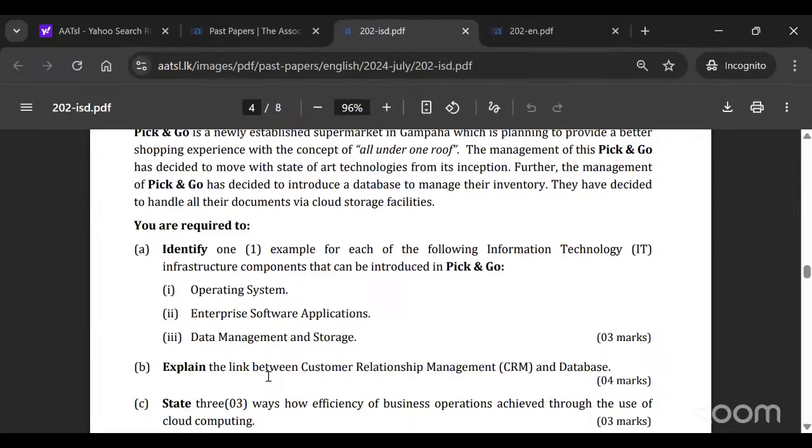Identify one example for each of the following information technology infrastructure components that can be introduced in Pick and Go: operating system, ERP software, data management, and storage. Right? Just think the answer.